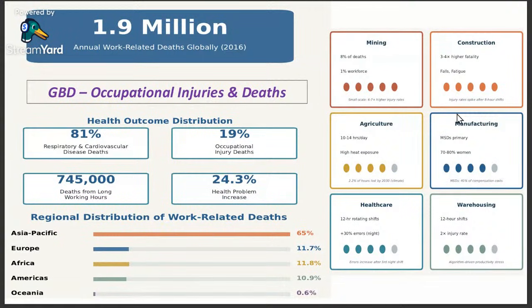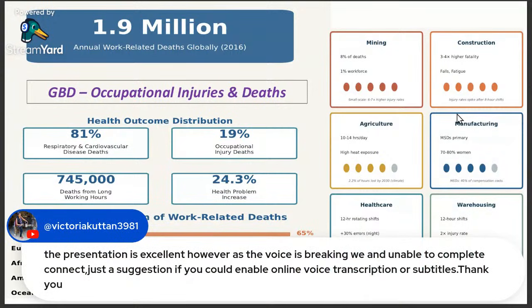GBD means global burden of disease. 1.9 million people die every year from the informal sector due to overwork. You go to the net, you will find overworked Americans. Nobody talks about overwork in informal sectors. You will not find one single article on that.